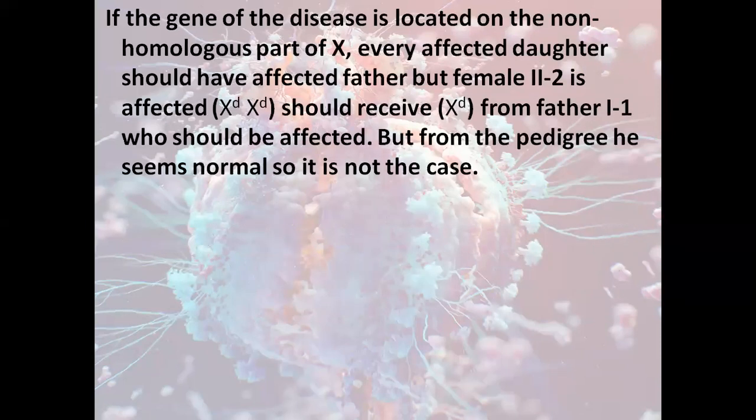If the gene is located on the non-homologous part of X, every affected daughter should have an affected father. But female 2 is affected. It has XD. It should receive what? It should receive XD from father 1, who should be affected too. But from the pedigree, he seems to be normal. So it's not the case. So here we deny it on the non-homologous part of X and the non-homologous part of Y.